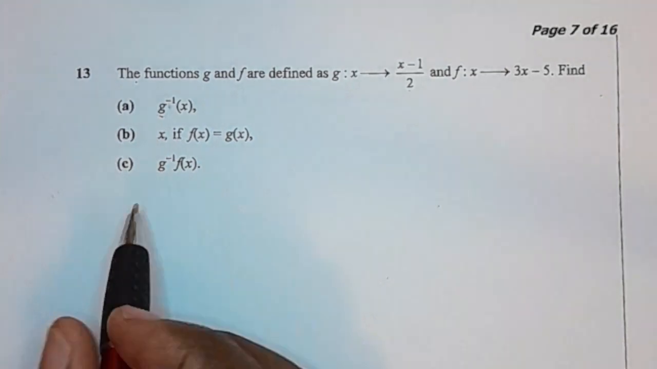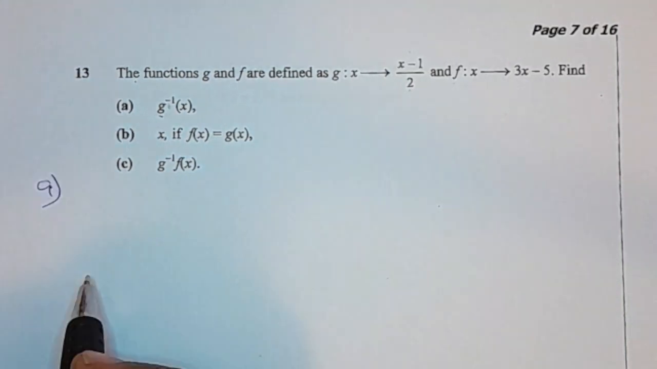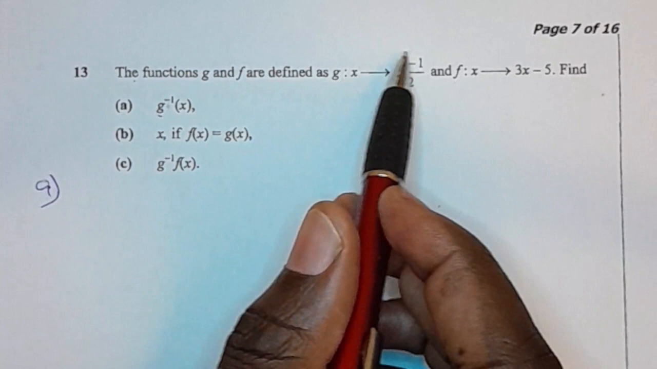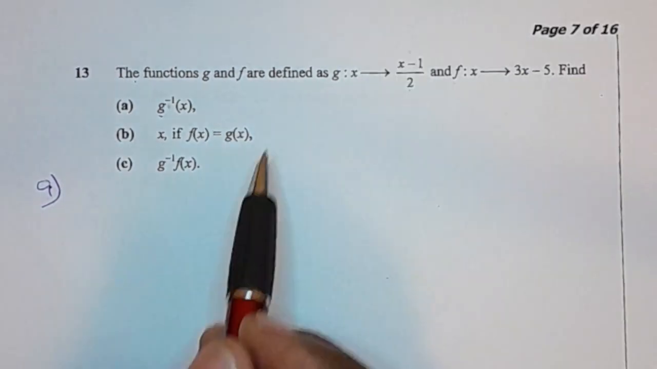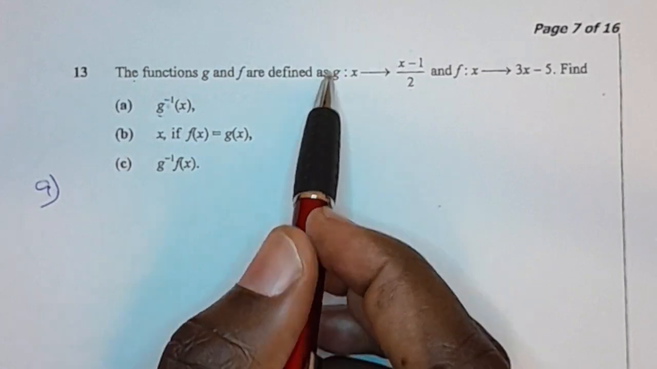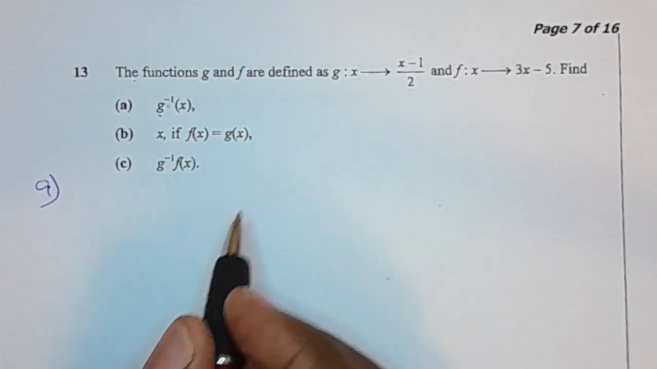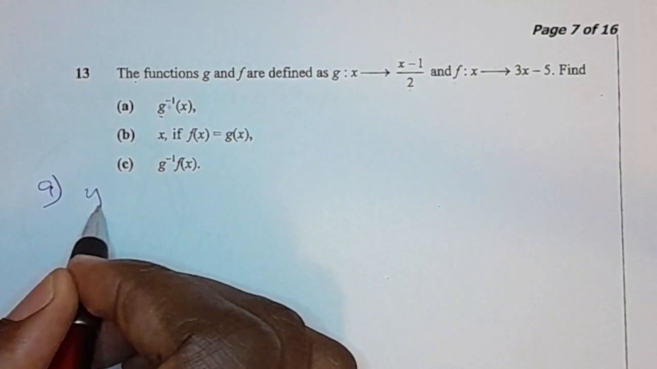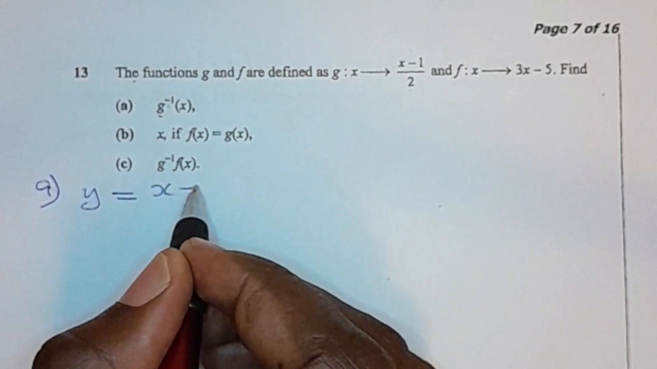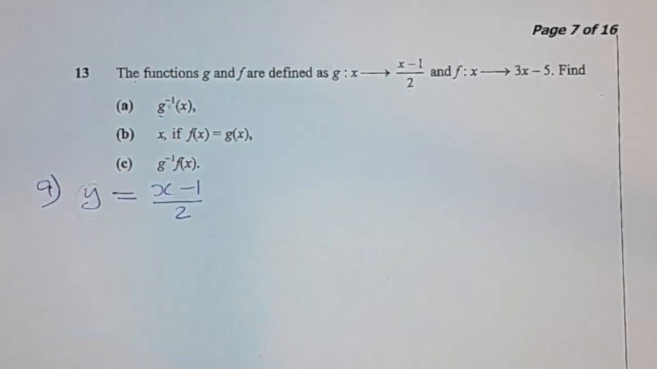So the first step, we are looking at part A. The first thing you are supposed to do is to rewrite this function g of x. Where there's g such that x, you replace it with y, and where there's this arrow, you replace it with an equal sign. So you say y is equal to (x minus 1) over 2. Here, you've replaced this with y.